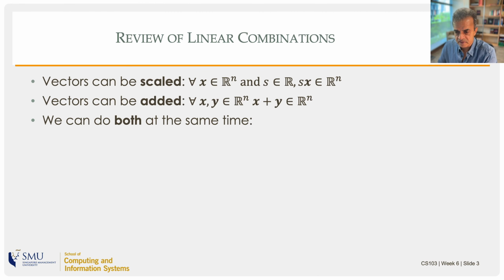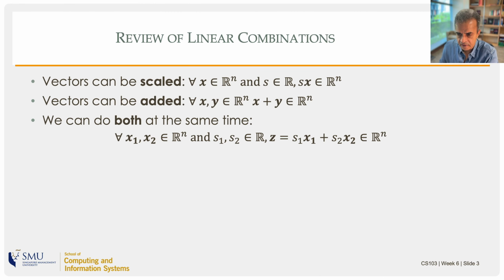So nothing prevents us from doing both these operations at the same time. So you can scale and add. So if you have two vectors, x1 and x2 in Rn, and two scalars, s1 and s2 in R, then a new vector, z, equal to s1x1 plus s2x2 is a member of Rn. It is closed under the operation of taking the linear combination too. And that thing that you see there, z, is the linear combination. Well, it's one linear combination.